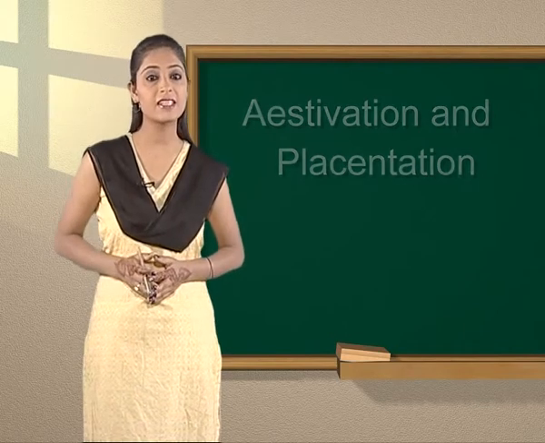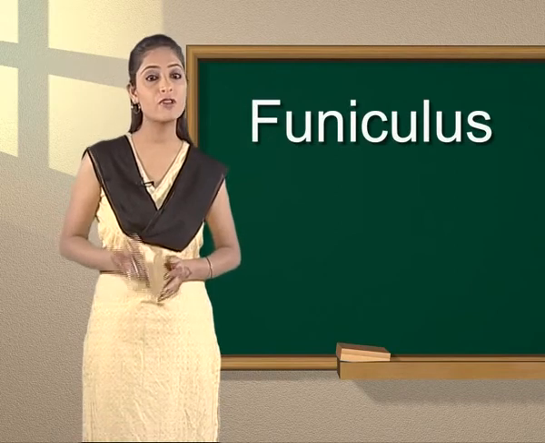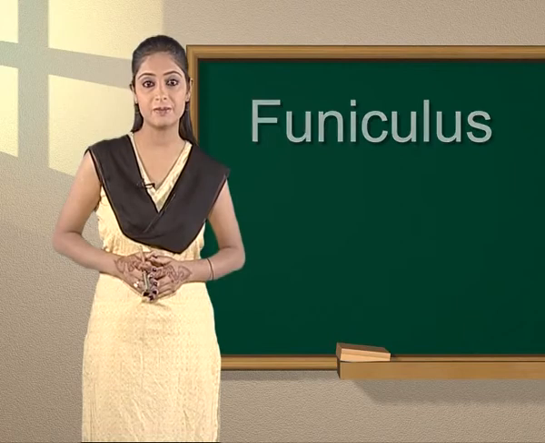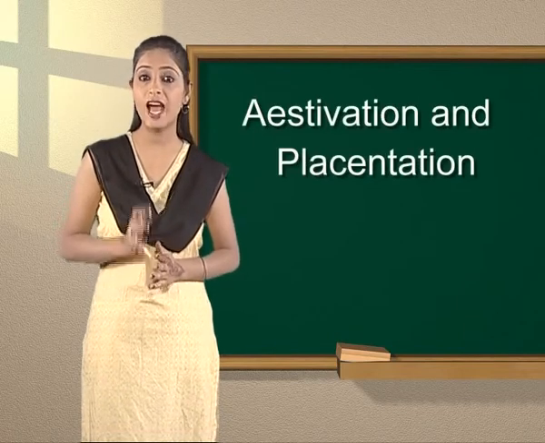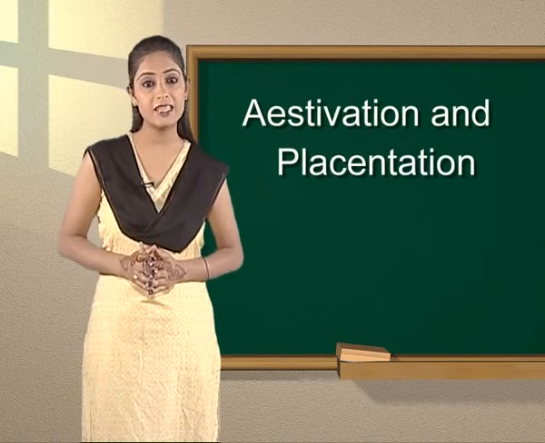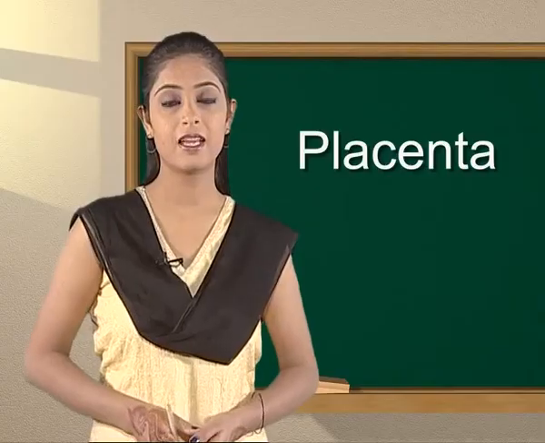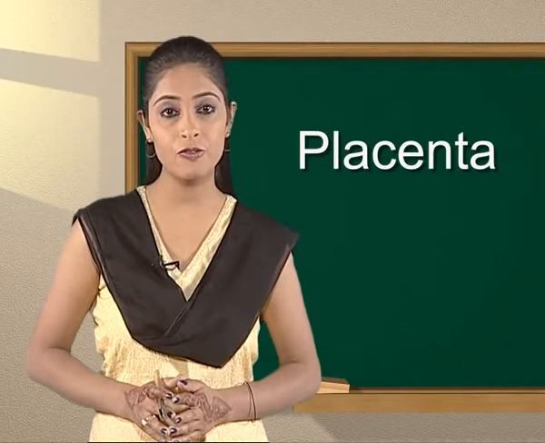An ovule is attached to the placental wall of the ovary through a structure known as funiculus. The ovules remain attached to the ovary wall till maturity. The area of the ovary wall to which an ovule is attached is referred to as the placenta. In flowering plants, placentation occurs where the ovules are attached inside the ovary.